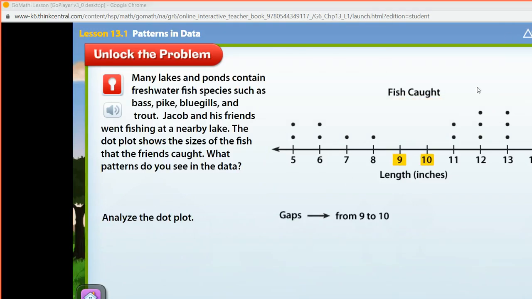Yes, there's a gap from 9 to 10. Now look for clusters within the data. What's the meaning of clusters? A cluster is a group of data together, next to each other. We have two clusters here. Ali, say the first one, and Saif, say the second one.